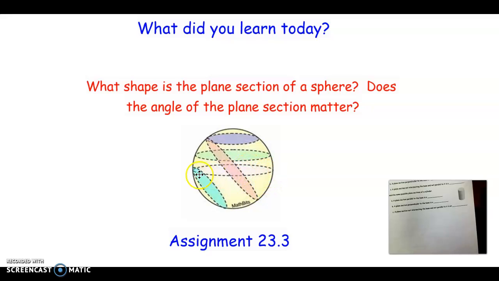If you go through the center of the sphere, you get what's called the great circle because it's the biggest one that you can get. So some circles are smaller than others. The largest one would have to go through the center of the sphere, but they're always going to be circular sections.